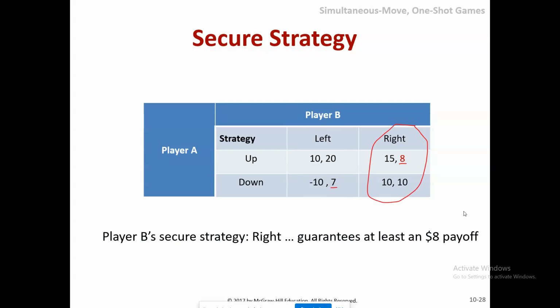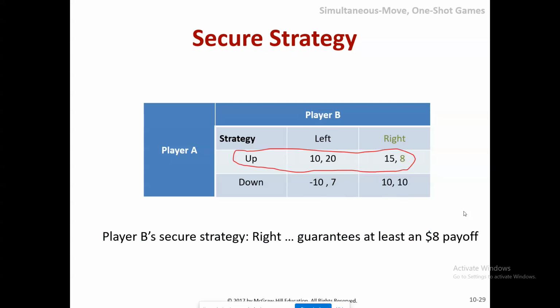Then right is player B's secure strategy, which guarantees at least $8 of payoff. We learned that player A has a dominant strategy. Let's see if player A has a secure strategy.